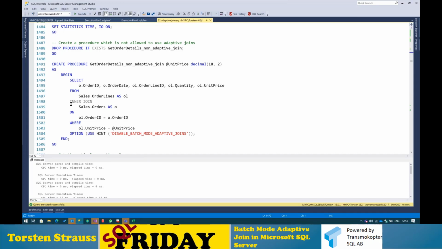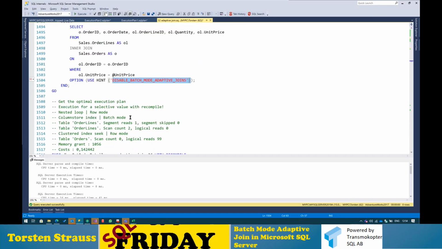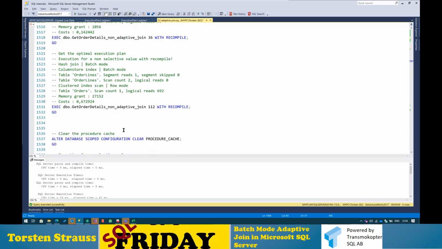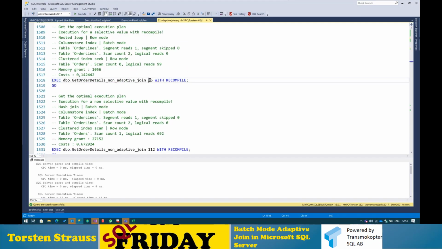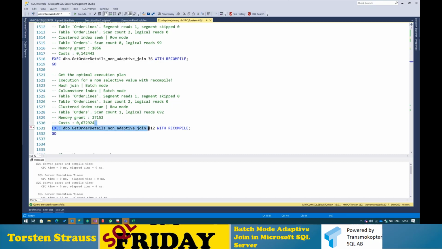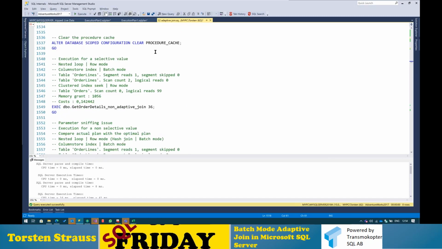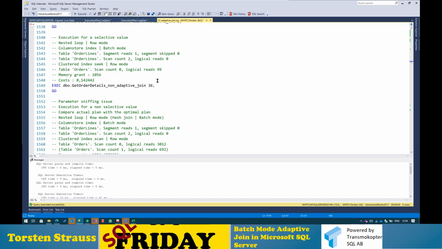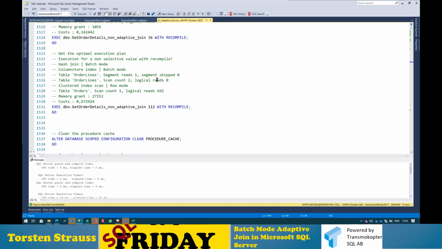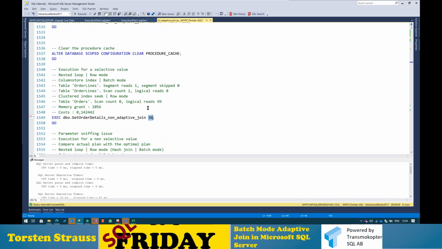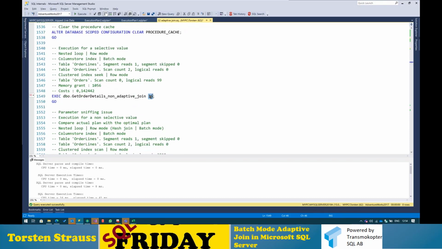You can see that I have one stored procedure which does not allow a batch mode adaptive join. We will execute the stored procedure with a selective and a non-selective value with a recompile. Then we run the same stored procedure another time, but without recompiling. That means it is a selective value.